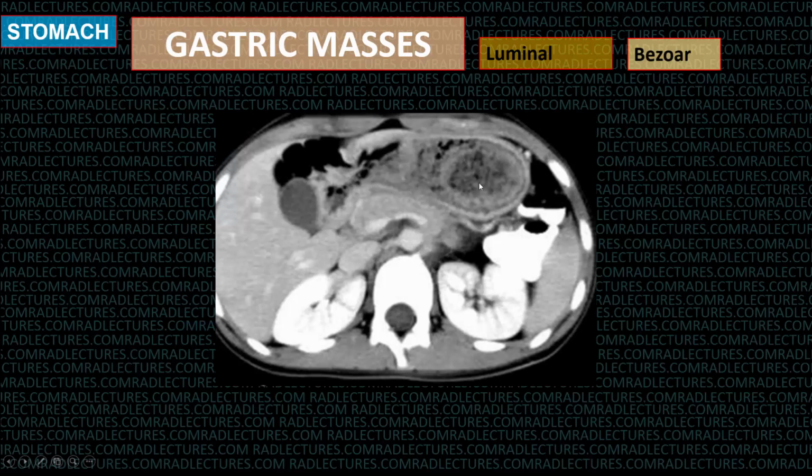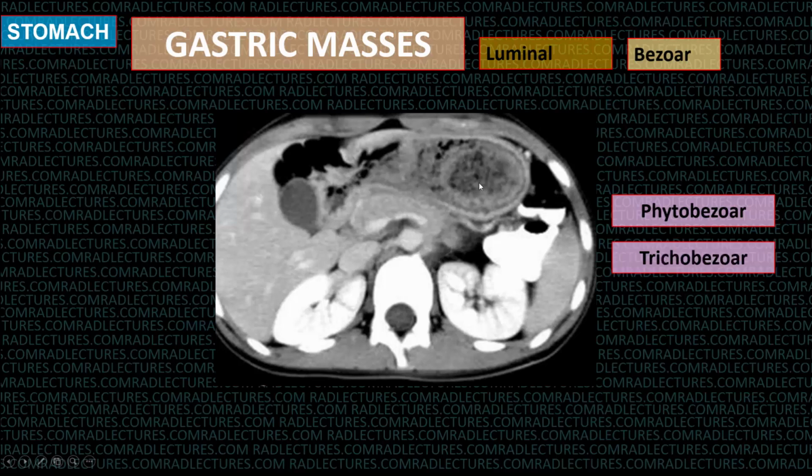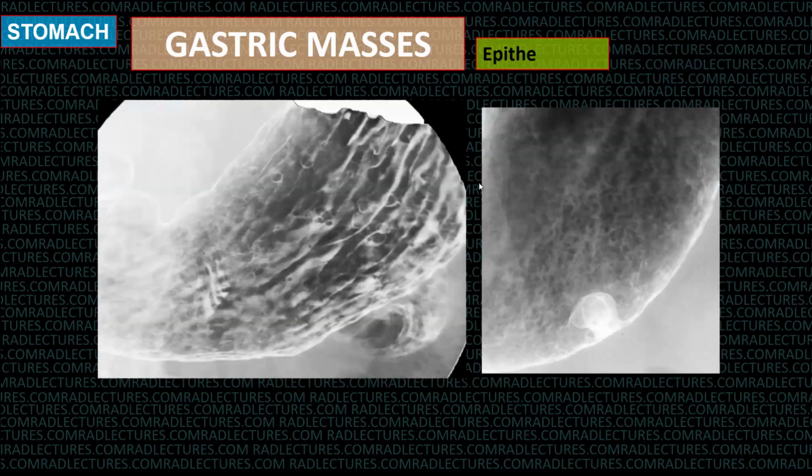Bezoar is a collection of fibrous material or hair. If it is just fibrous material from plants, it's called a phytobezoar. If it is hair, some people eat their hair as a psychological problem. It's called trichotillomania, and they end up with trichobezoars. So not a good idea to eat your hair, or anybody else's for that matter.